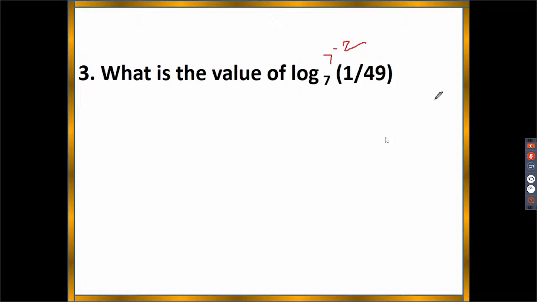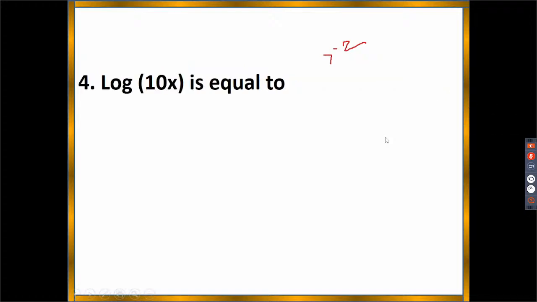Next one. Log 10x is equal to... Many times in the AMCAT exam they ask this question.